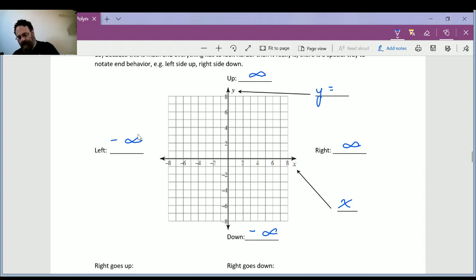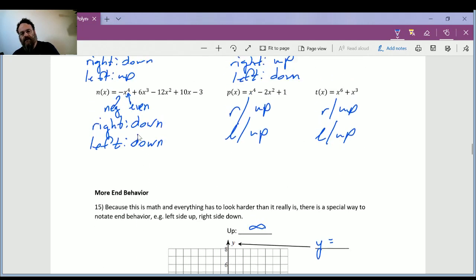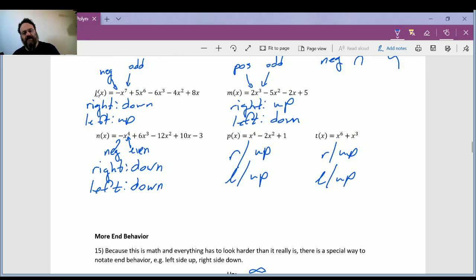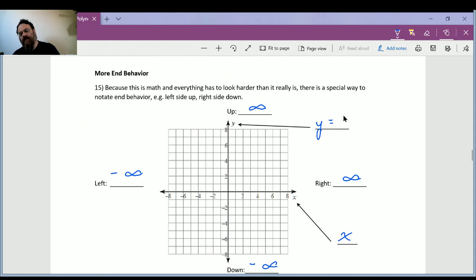Now, function notation. Look at all these. N of x, j of x, m of x, p of x, t of x. All of these things are synonymous with y. So the other thing we're going to talk about is, instead of saying y most of the time, we're going to say f of x there. Okay? All that's doing is changing how you're going to say it. It's not changing anything that we already talked about.